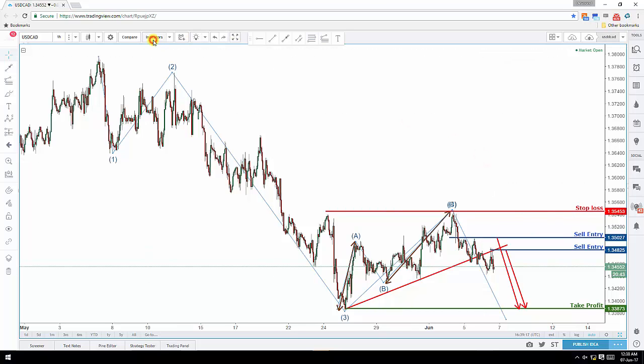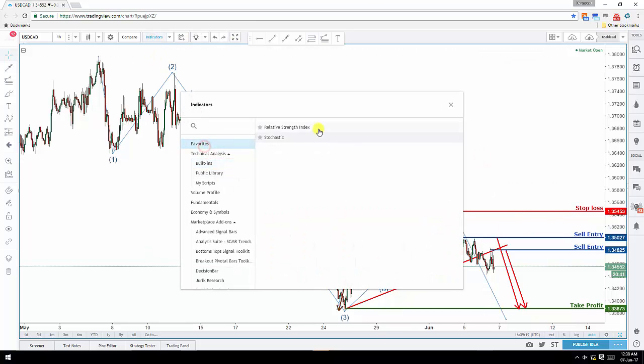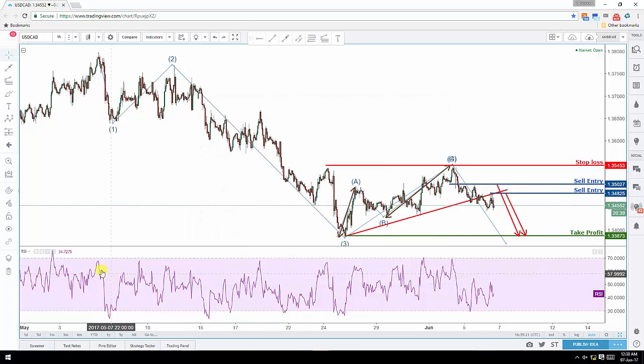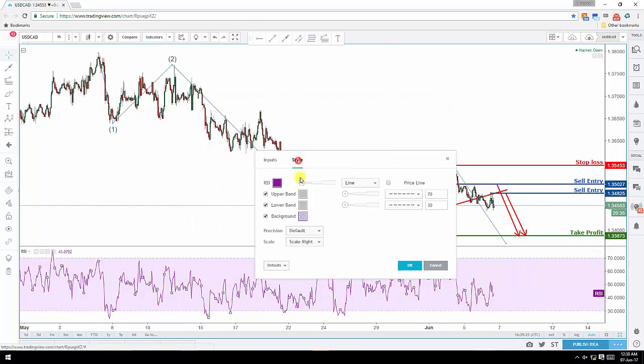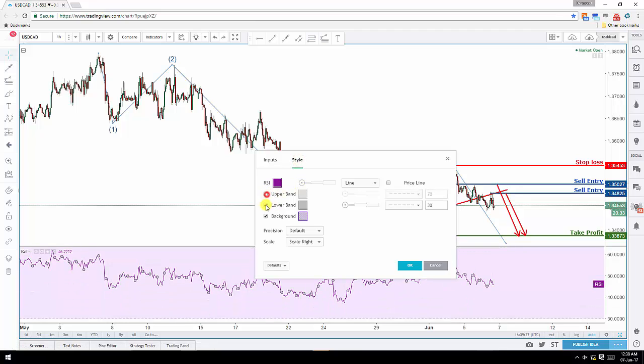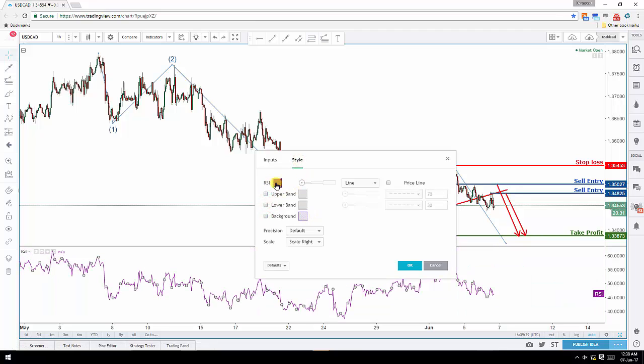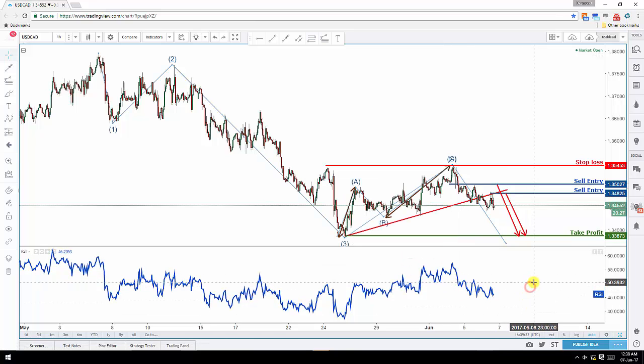If we look at RSI, one of my favorite indicators to look at is RSI. Let me take out all this extra stuff. I'm a very neat guy. The thing about RSI which I want to point out to you guys is that it tells you a very hidden story.